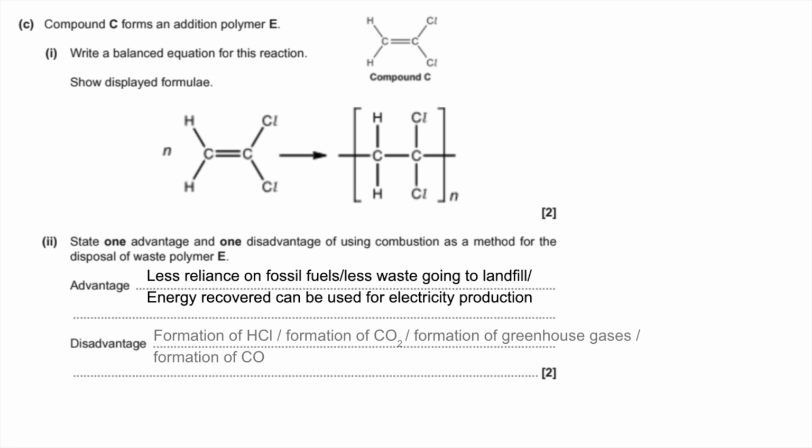Disadvantages now. So obviously this polymer contains chlorine, so that could lead to the formation of HCl, hydrogen chloride, which is a toxic gas. You could form carbon dioxide, obviously, from the combustion of the carbons. Obviously that's a greenhouse gas, so there's two ways of kind of phrasing that. And also, if the combustion is incomplete, you run the risk of forming toxic carbon monoxide. So anything like those is fine.